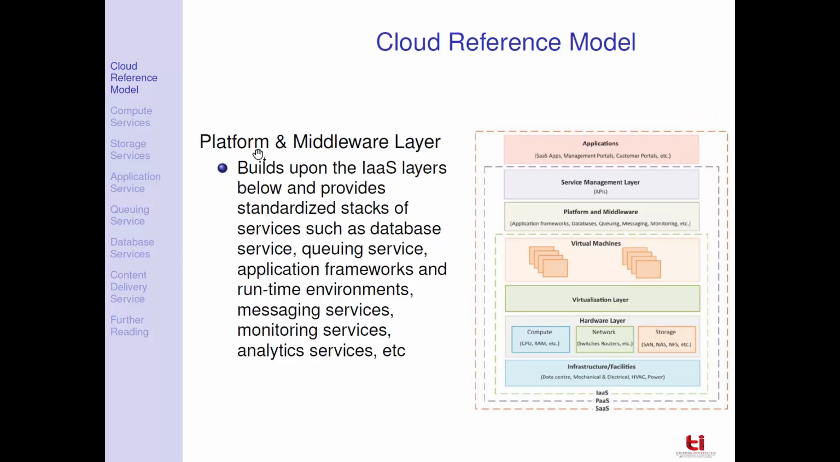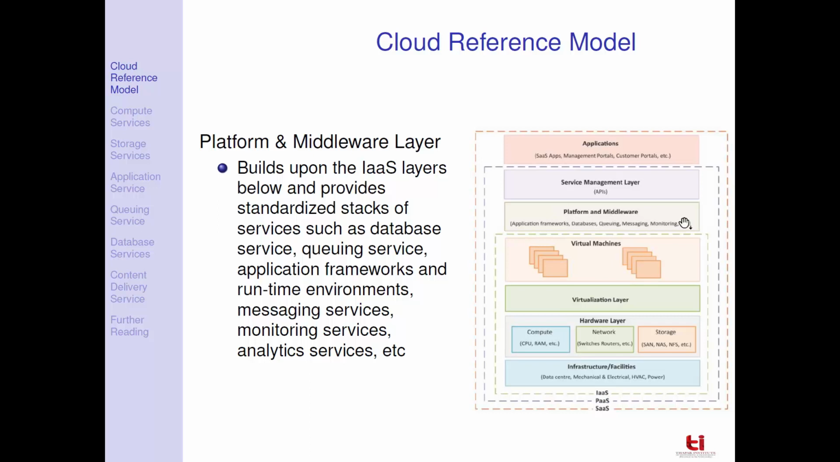The next layer is the platform and middleware layer. It builds upon the IaaS layers below. That is, it is built upon these three layers. The infrastructure layer, hardware layer and virtualization layer together are called the infrastructure as a service layers.